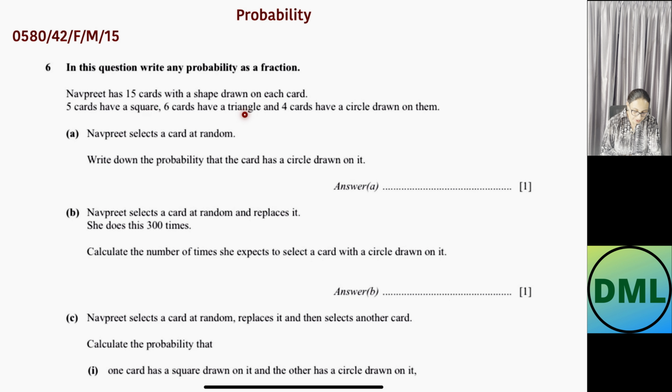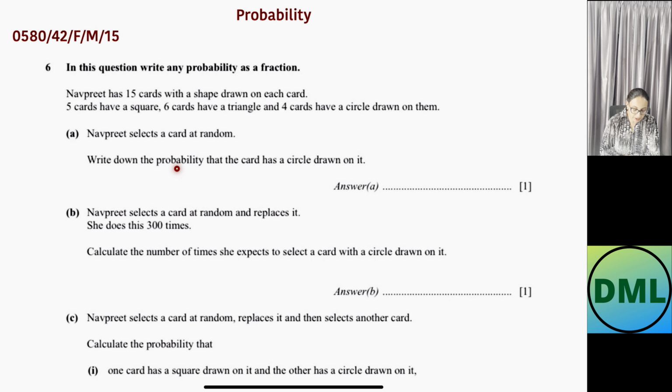Probability. We are solving a past paper question. In this question, write any probability as a fraction. Navpreet has 15 cards with a shape drawn on each card. 5 cards have a square, 6 cards have a triangle, and 4 cards have a circle drawn on them. Navpreet selects a card at random. Write down the probability that the card has a circle drawn on it.